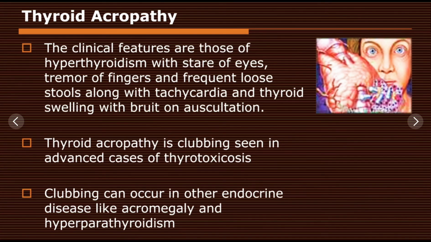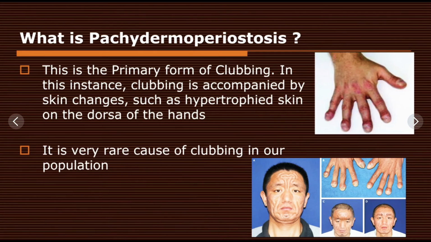What about thyroid acropathy? The clinical features are those of hyperthyroidism with stare of the eyes, tremor of the fingers, and frequent loose stools, along with tachycardia and thyroid swelling with bruit on auscultation. Thyroid acropathy is clubbing seen in advanced cases of thyrotoxicosis. Very, very important: an advanced case of thyrotoxicosis will lead to thyroid acropathy. Clubbing can occur in other endocrine diseases like acromegaly and hyperparathyroidism.